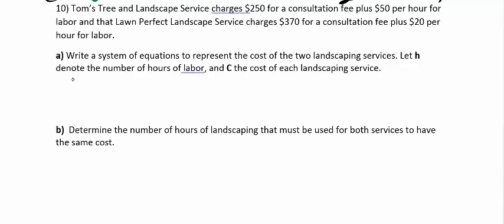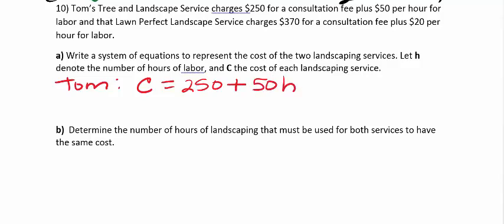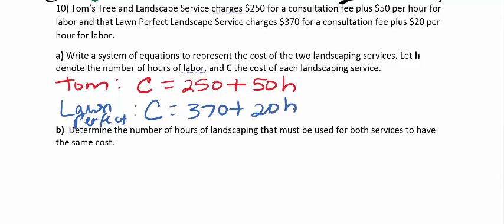So first let's look at Tom's tree service. Now Tom is going to charge $250 for a consultation fee plus $50 per hour. So the cost is going to equal $250 plus the $50 per hour, so 50 times H. Now the Lawn Perfect Landscape Service is going to charge $370 for consultation fee plus $20 an hour for labor. So that's going to be $370 plus 20H.